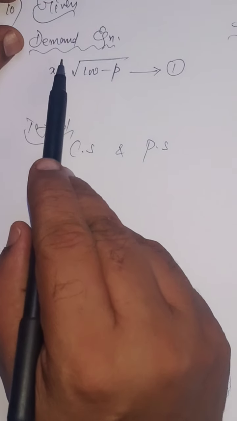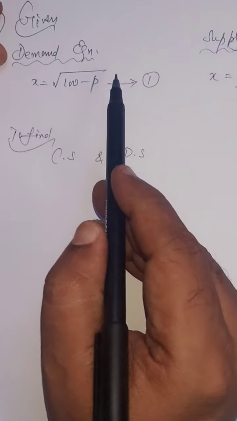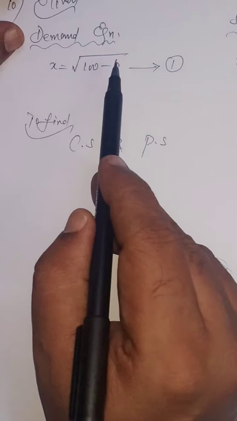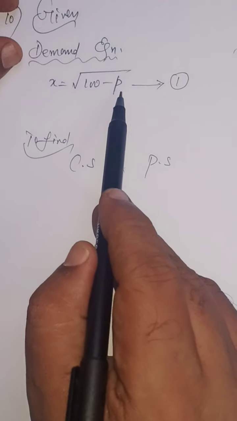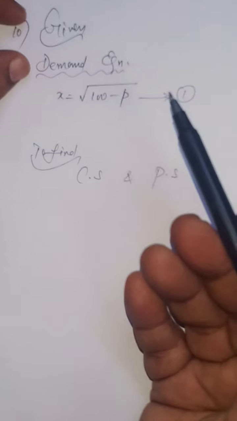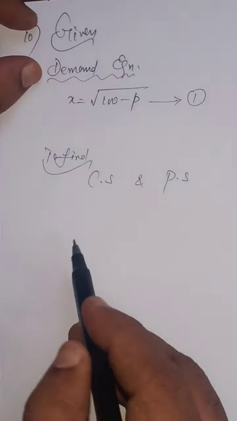From the demand equation you have to find out the demand function. In the demand function, from the given equation, we have to find out P in terms of X. That is a demand function. How to find?